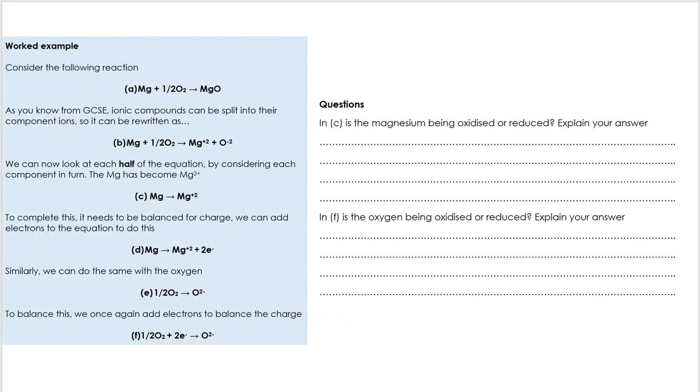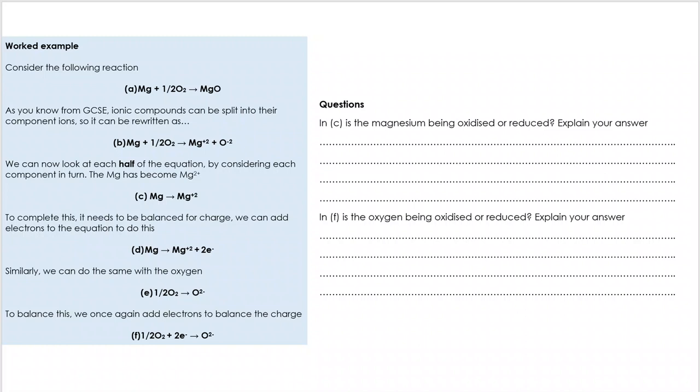So we have got here the reaction of magnesium and oxygen. That's reacting to make magnesium oxide. We have got then some breaking down of the equation into half equations. So we can see the magnesium has gone from Mg to Mg2+, and the oxygen has gone from half O2 to O2-.